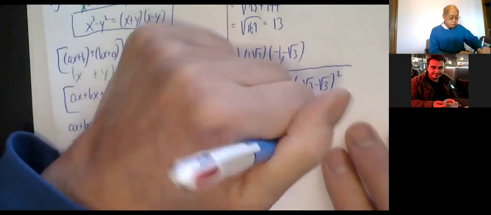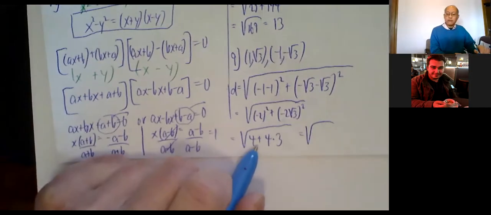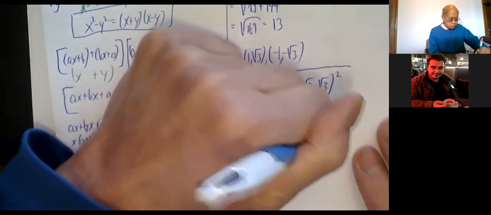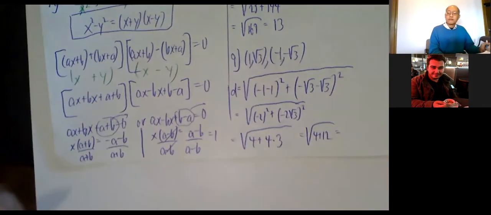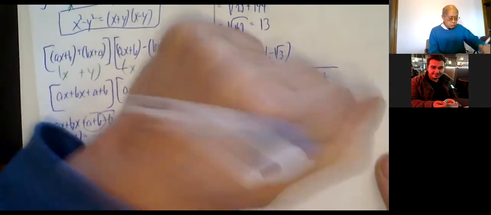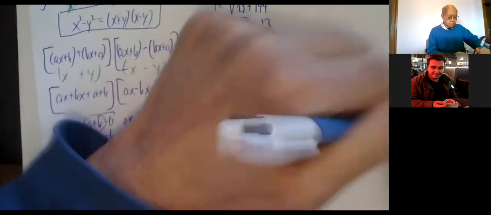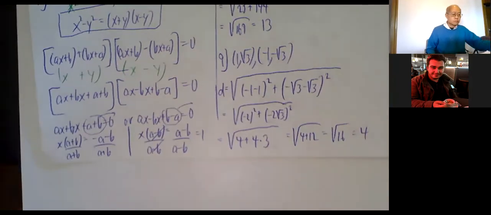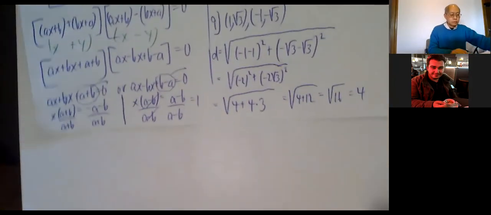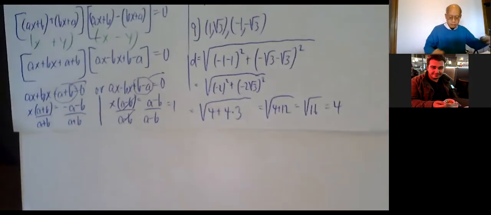So it's nice. So I have 4 plus 12. 4 plus 12 is 16. Square root of 16, 4. So you actually get a very nice number, turns out.